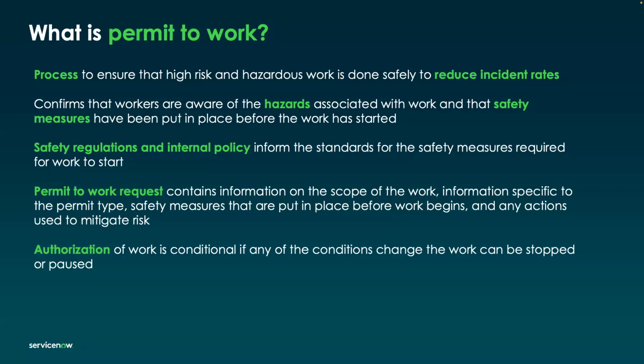So, permit to work is a process that is there to ensure that high risk and hazardous work is done safely, and the goal is to reduce incident rates. It is a process that is managed by health and safety teams, operations teams to make sure that when an employee is doing any type of very high risk or hazardous work, they're doing it safely.